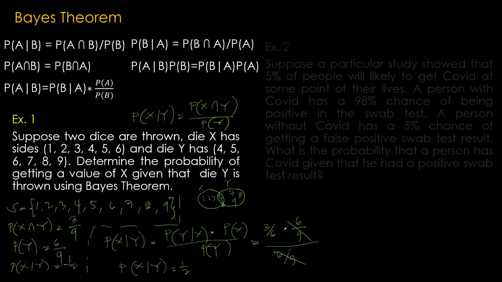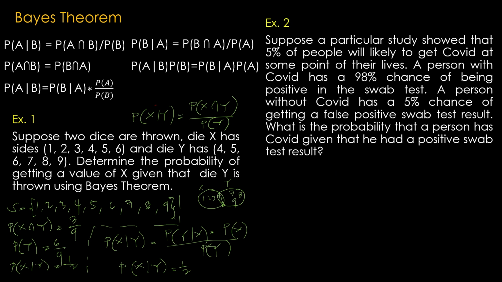Okay, next example. Ito, this is more of a recent yung mga istoryahon, because this involves swab test in COVID. So suppose a particular study showed that 5% of people will likely get COVID at some point in their lives. A person with COVID has a 98% chance of being positive in a swab test. A person without COVID naman has a 5% chance of getting a false positive swab result.